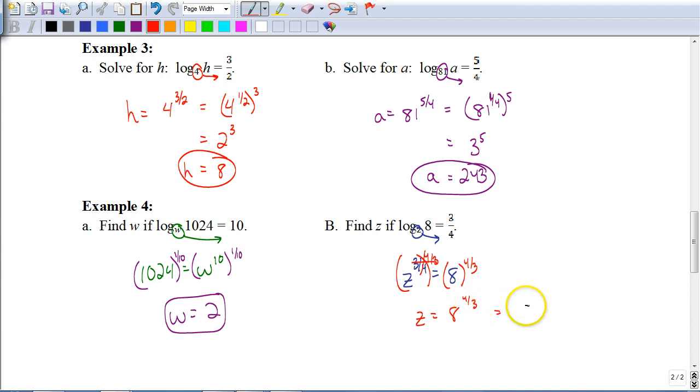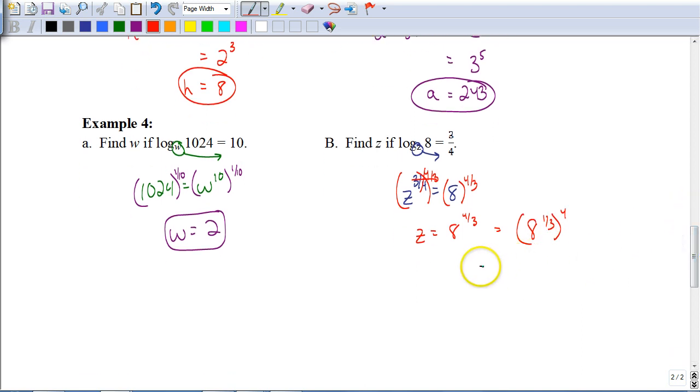So I'm going to break this up into the root and the power. So this would be the 3rd root of 8 to the 4th power. Well, the 3rd root of 8 is 2, because 2 times 2 is 4, times 2 would be 8. Now I want to figure out what 2 to the 4th power would be, and that would be 16. So my answer would be 16 there.